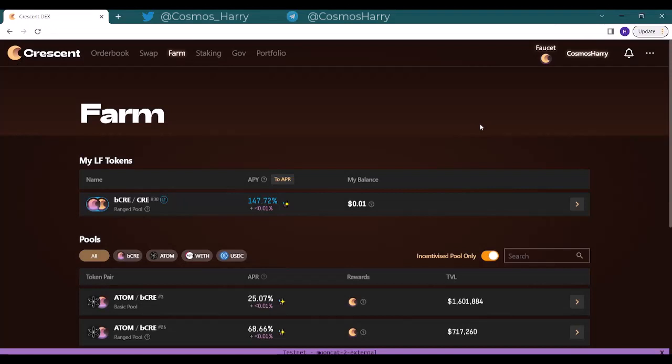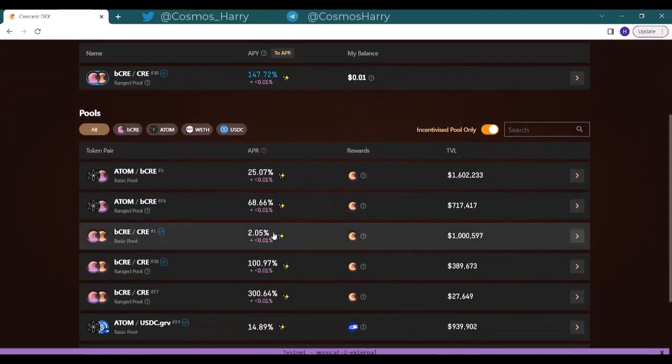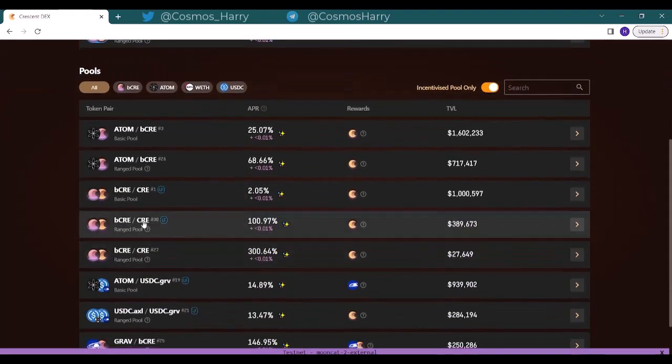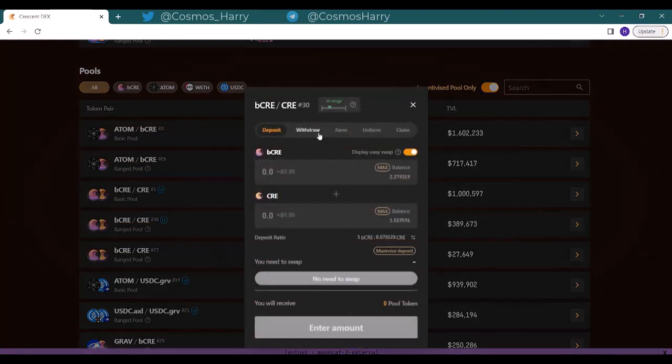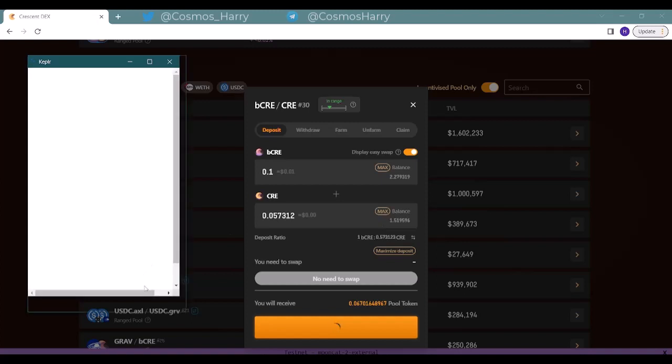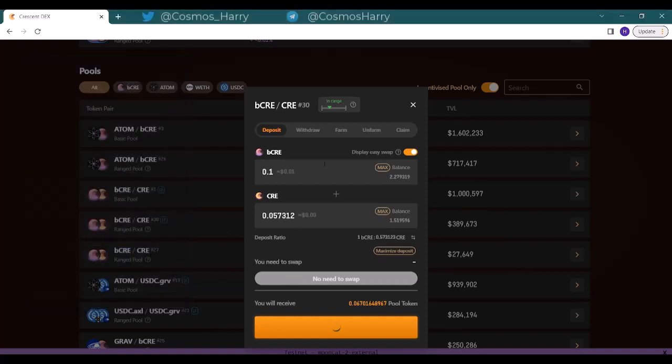So now we can see how it works. As you already see, I have done it once, but we can do it again. Let's select the B Crescent and Crescent pair with ranged pool, and it says LF here. Let's try this one again. First you need to deposit. So let's select 0.1, deposit, approve. Now you gotta wait.